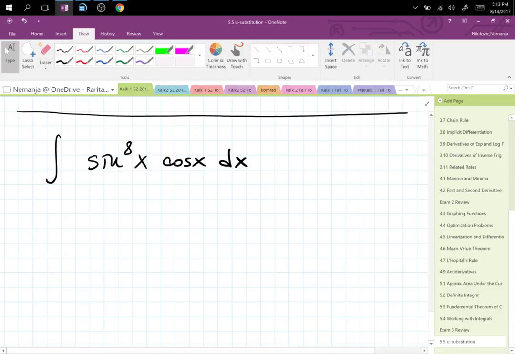So du would be both cosine x and dx, right? Because you can write it as u to the 8th, and the derivative of u is cosine. Perfect. But that du encompasses both cosine x and dx, correct? Yes.